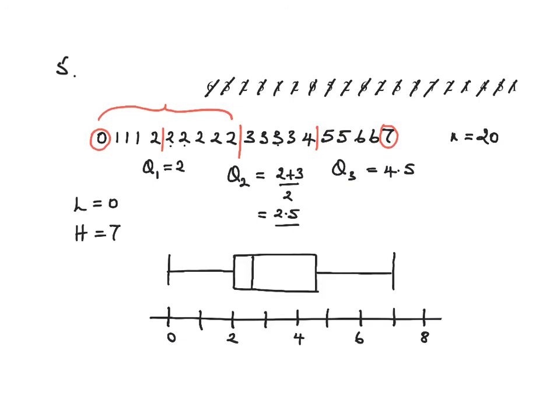One last part, it says comment on the shape of the distribution. Well, I don't know whether you can see it, there's just a bit more, it's a bit stretched out here. So what we would say is that this distribution is skewed right. It's not skewed right by much, but it is just a little.